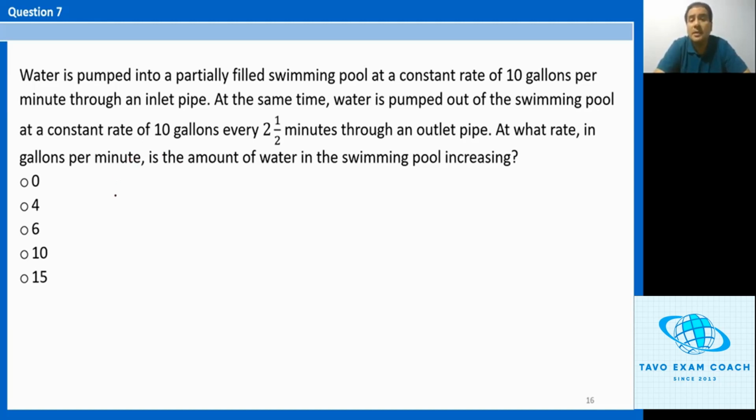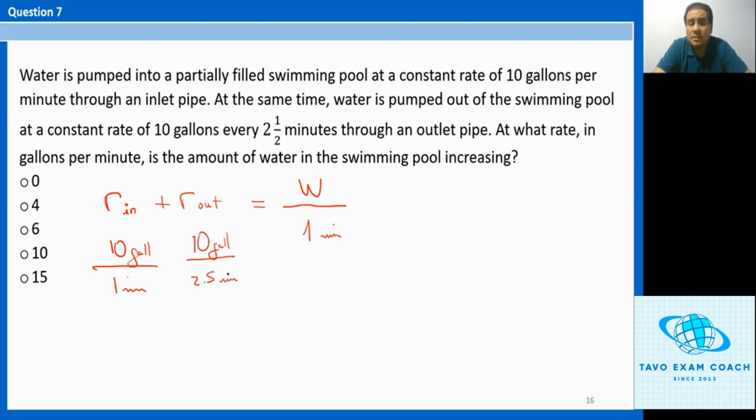Okay, I can say the rate of ingressing water plus the rate of taking out the water of the swimming pool should be the total amount of water, let's call that W, that is increasing in 1 minute. So what is the rate of ingress? That is 10 gallons per minute. On the contrary, what is the rate of water coming out of the swimming pool? Well, it is 10 gallons over 2.5 minutes.